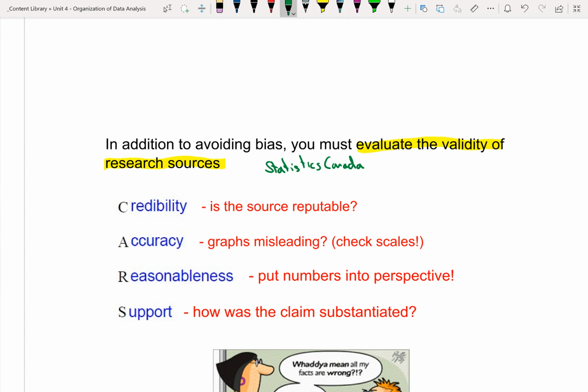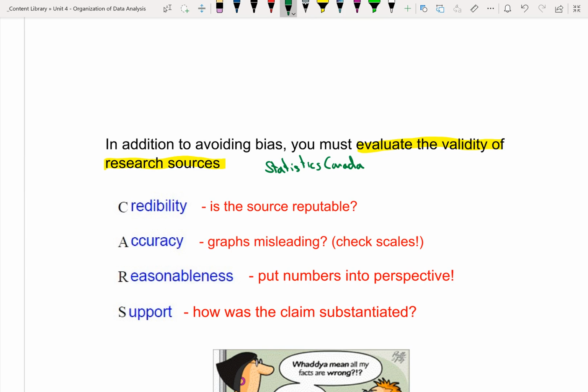Reasonableness. You want to put the numbers into perspective. So sometimes they may throw up numbers and they may try to use those numbers to sway you one way or the other, but you have to put them into perspective and say, okay, is this reasonable considering what we're looking at?